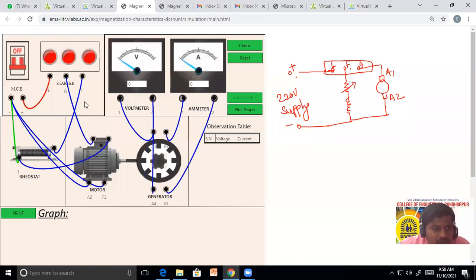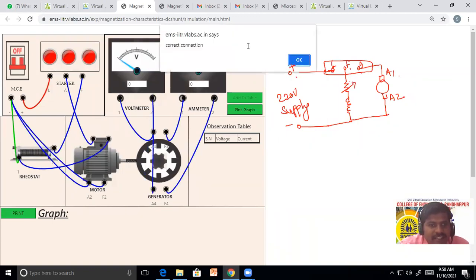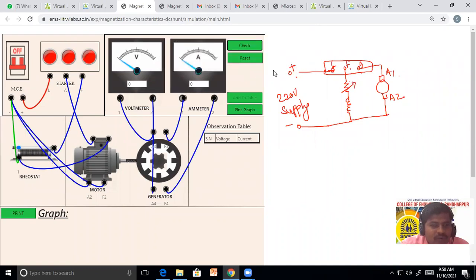Okay, we will check the connection. First of all we will check whether the connection is correct. If the connection is correct, it will show correct connection. Did you understand the connection? Correct connection. If the connection is correct, okay.